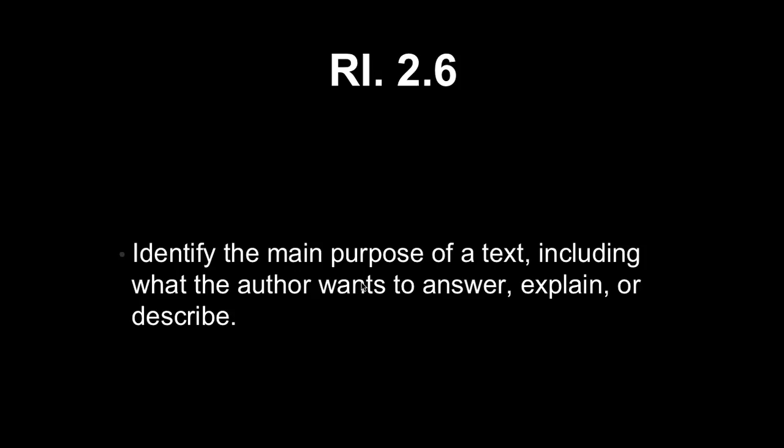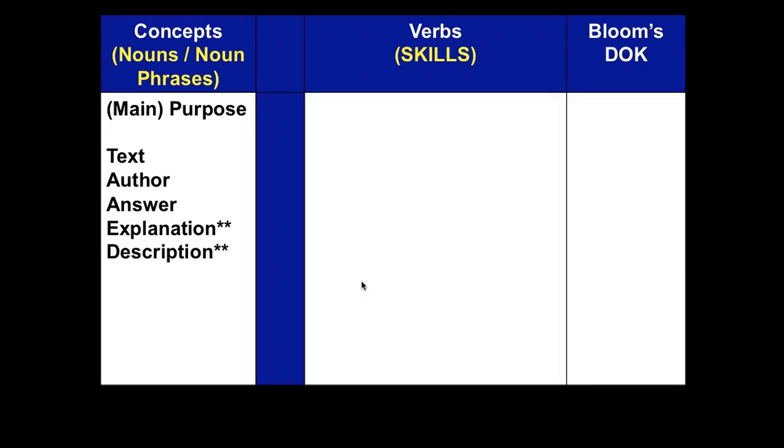So I'm going to walk us through a few examples. So here's just taking an actual reading for informational standard. First thing we would always do is identify the essential skills or the verbs. And in this one, it's identify. And then we determine what are the concepts or the nouns: the main purpose, the text, the author. They all have to understand what an explanation is, what a description is.